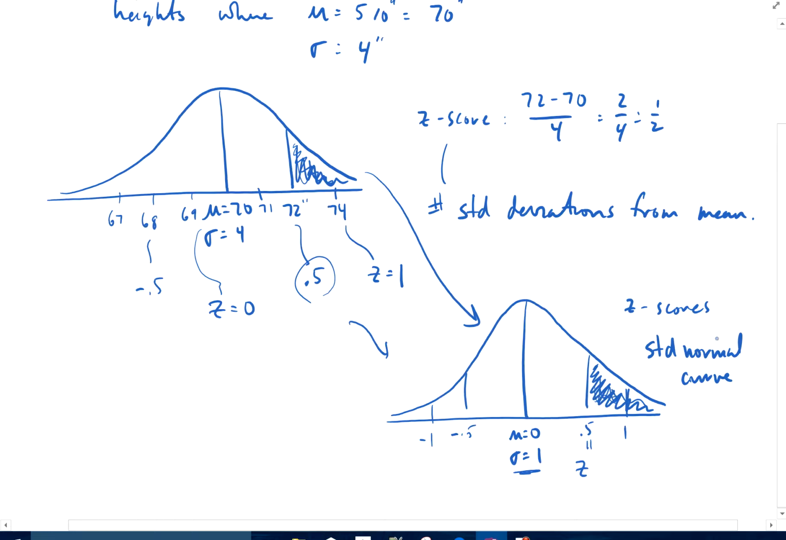So this is called the standard normal curve. Alright, hope that helps.